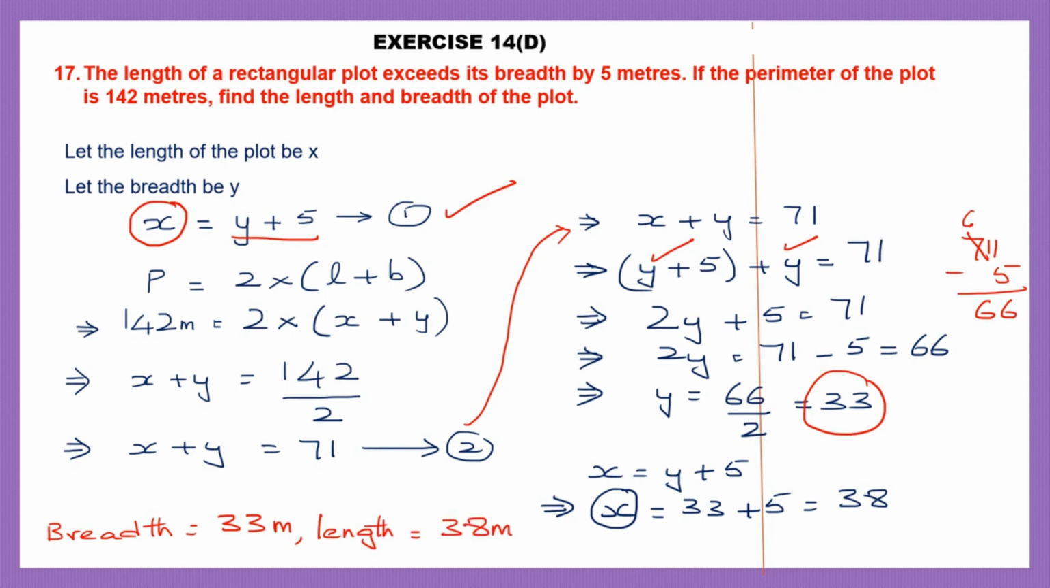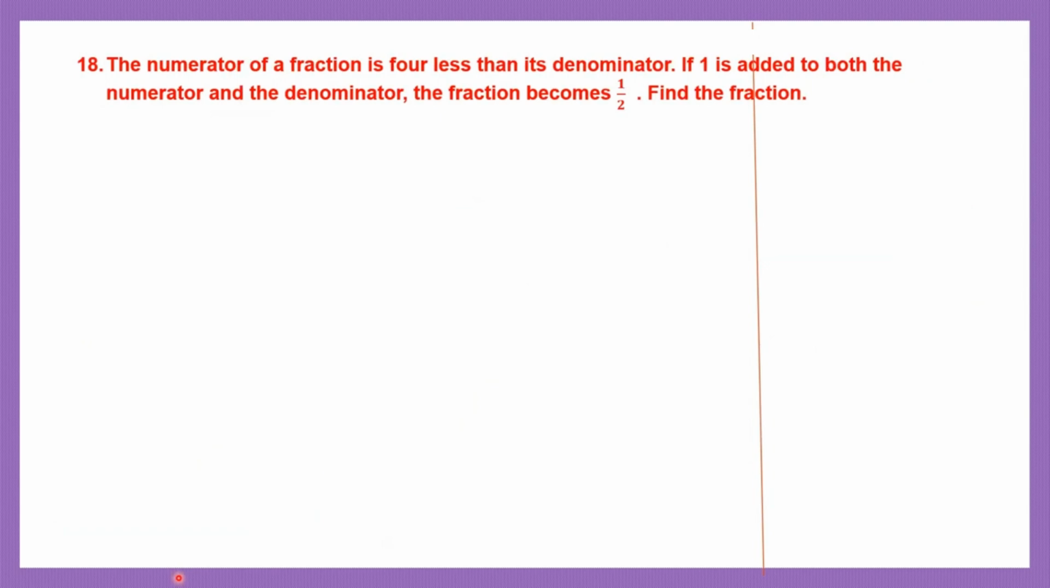So we have found the length as well as the breadth. Question 18. The numerator of a fraction is 4 less than its denominator. If 1 is added to both the numerator and the denominator, the fraction becomes 1 by 2. Find the fraction. So here also we have two unknown quantities. We have to find the numerator and the denominator. So that means we need to make two equations.